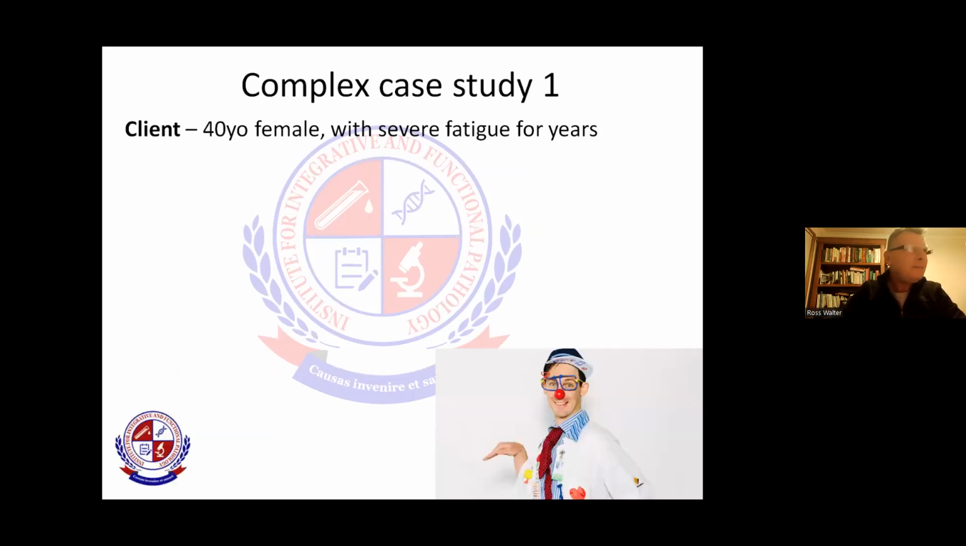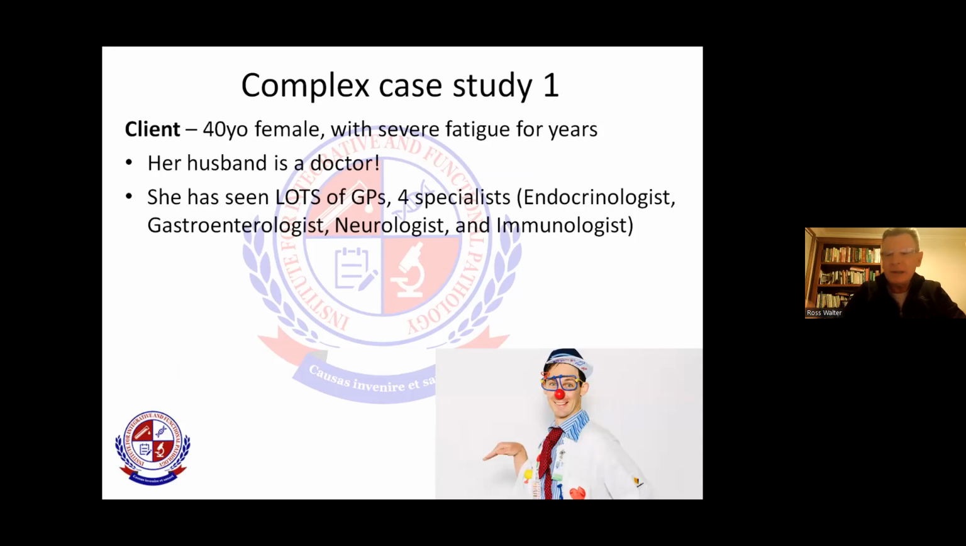A little bit more background. Her husband is a doctor. He couldn't figure out what was wrong with her. She'd seen a lot of GPs, at least a dozen. They couldn't figure out what was wrong with her despite all the tests that were done. She'd seen 4 specialists that the GPs had referred her to: an endocrinologist, a gastroenterologist, a neurologist, and an immunologist. None of them could find what her problems were, or all the causes of her issues.